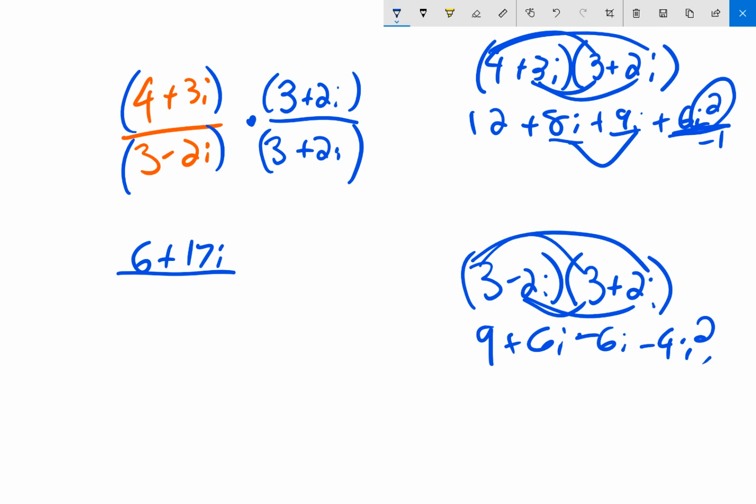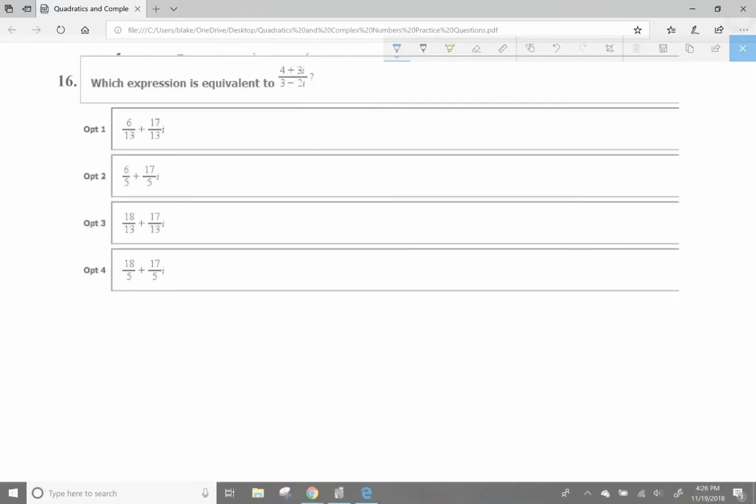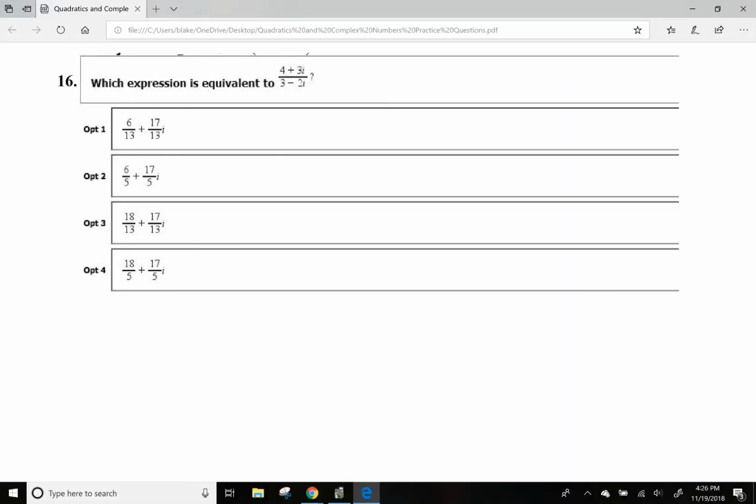i and i makes i squared. Remember, i squared is negative 1. So 6i minus 6i is going to cancel. Those disappear. You get 9. Just bringing the 9 down. Negative 4 times negative 1 makes a positive 4. And 9 plus 4 makes 13. So my denominator is 13. So my answer will be option 1. It's got my 6 plus 17i on top, and it's got the 13 in the denominator.